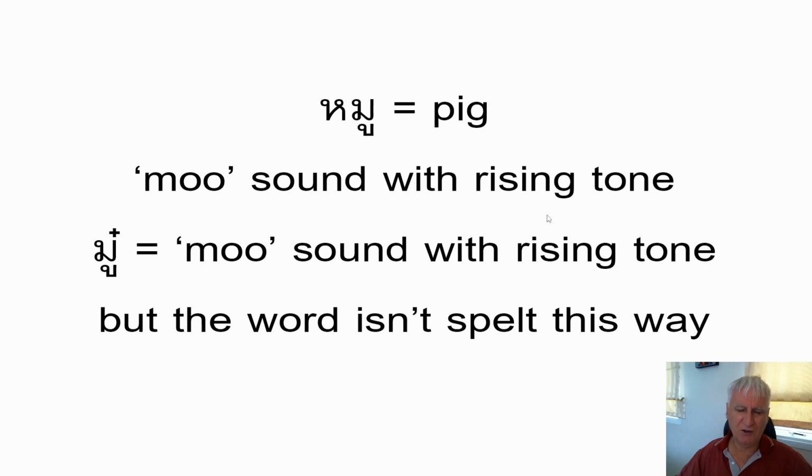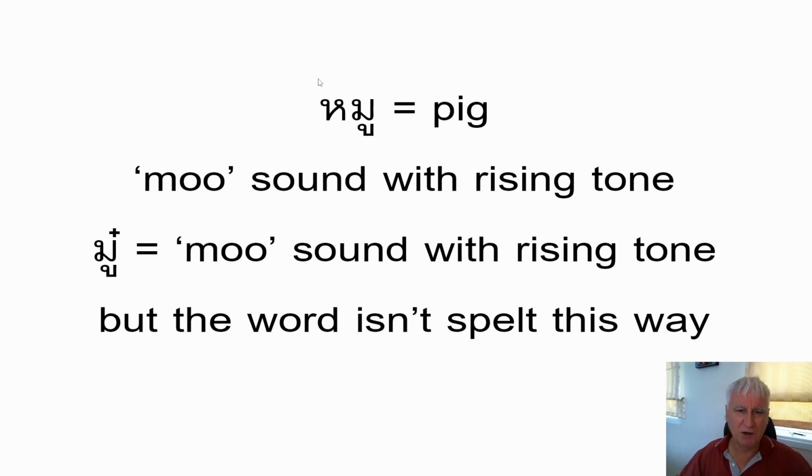And because it's a rising tone, I'll just add the fourth tone mark, the mai jatawa. If you can remember from the last tutorial, any word that uses that tone mark, regardless of the class of the initial consonant, will have a rising tone. So this word makes the sound moo, but that's incorrect.